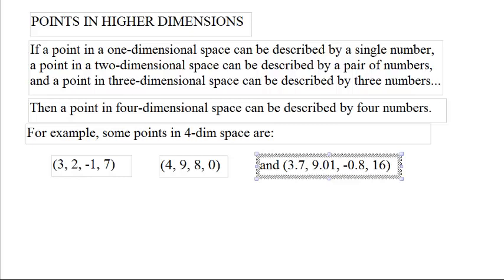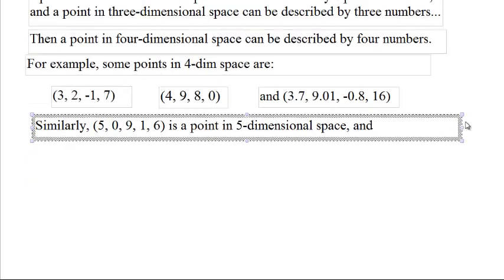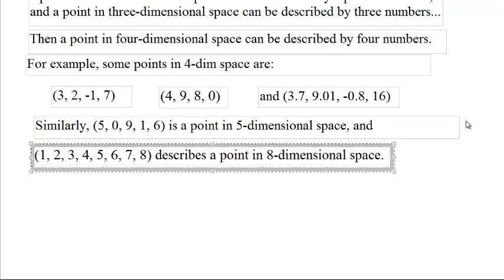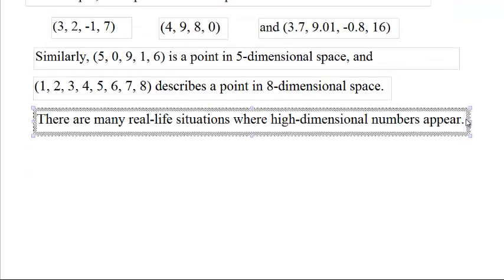Graphing it is very, very difficult, although we will try to talk about that in the next class. Similarly, 5, 0, 9, 1, 6 is a point in five-dimensional space, and 1, 2, 3, 4, 5, 6, 7, 8 describes a point in eight-dimensional space. There are many real-life situations where high-dimensional numbers actually appear.